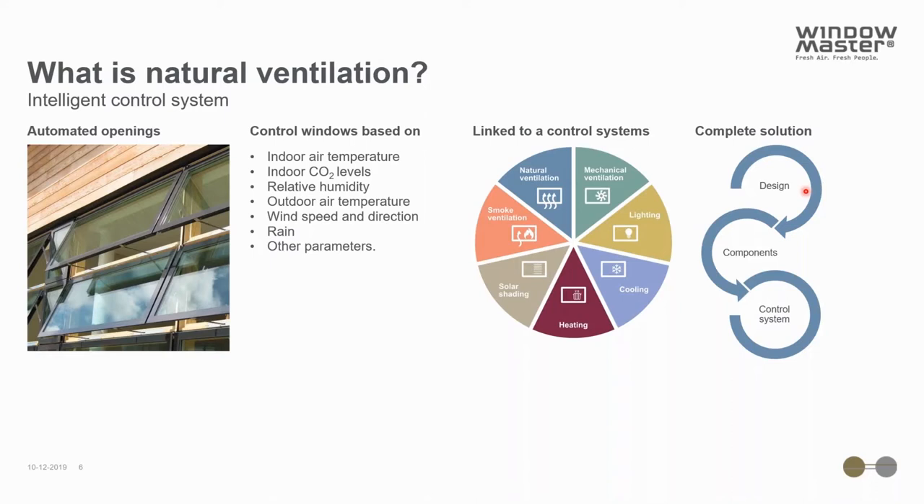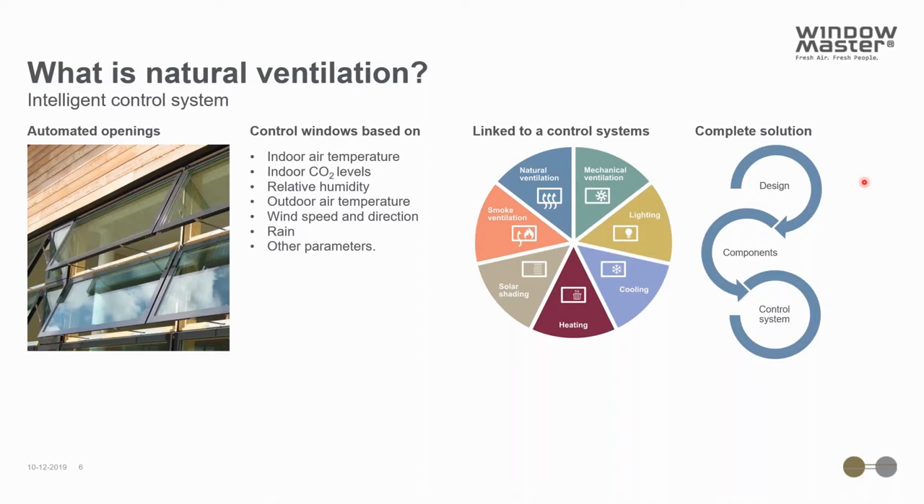The natural ventilation system should optimally also be linked to the overall control system of the building and cooperate with other building systems. In many of our projects, we see a mixed mode system, so a ventilation system where you utilize both natural ventilation and mechanical ventilation. And in this type of system, it's very important that the natural ventilation and the mechanical ventilation work together in the right way, so you can utilize the best of both worlds.